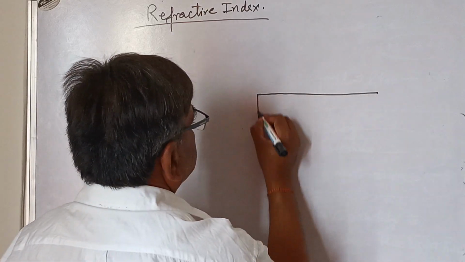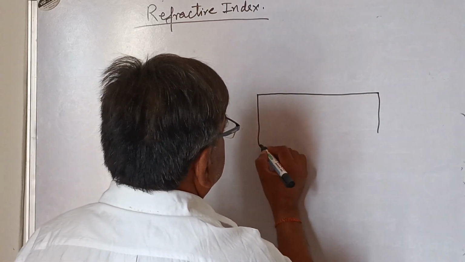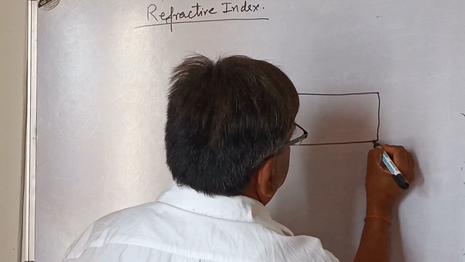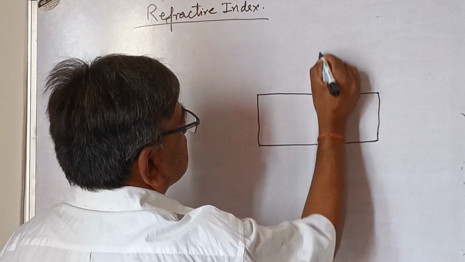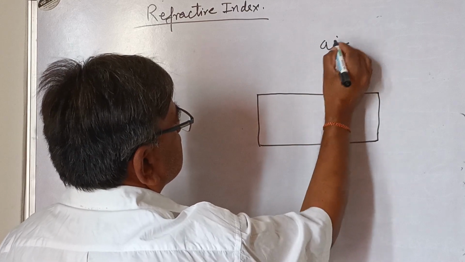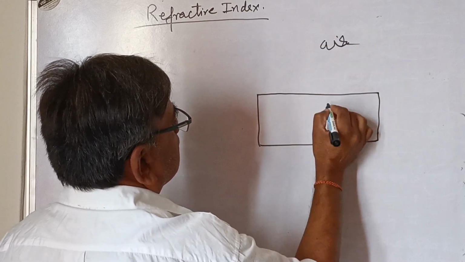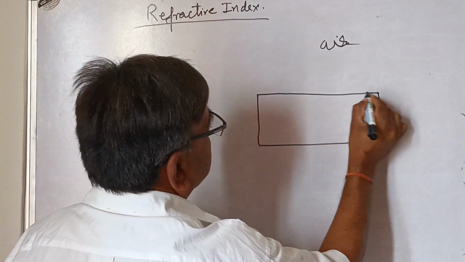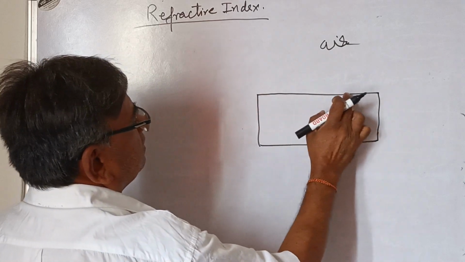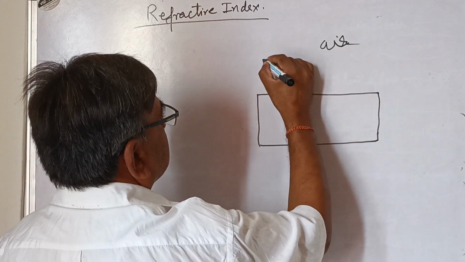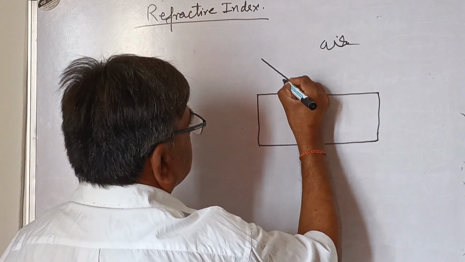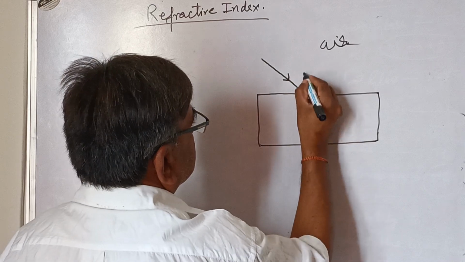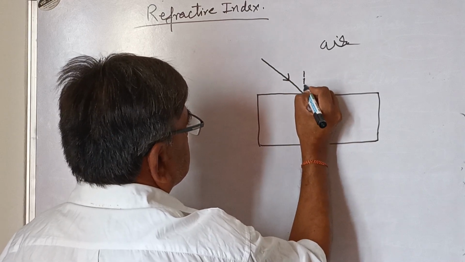This is the boundary of the material. Let this be a glass bar, a rectangular glass piece. This side is air, and this is the glass bar. This is the boundary of the glass and the air. Now let a light ray strike here obliquely. This is an incident ray, and this is the normal.